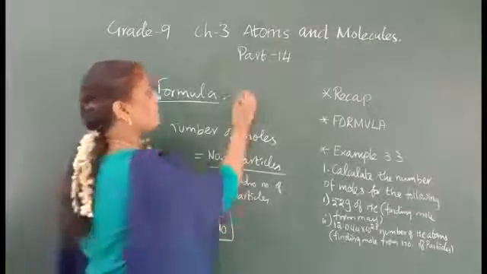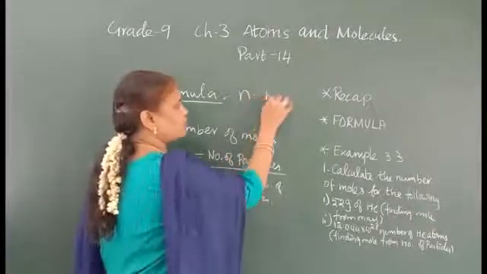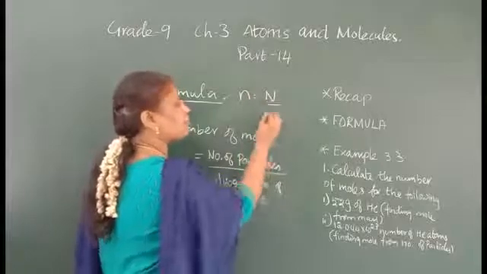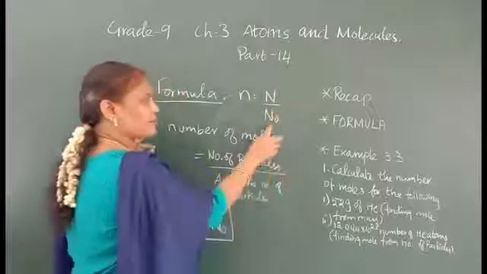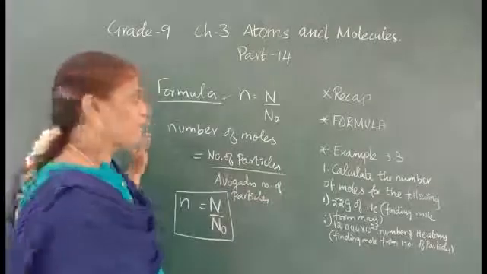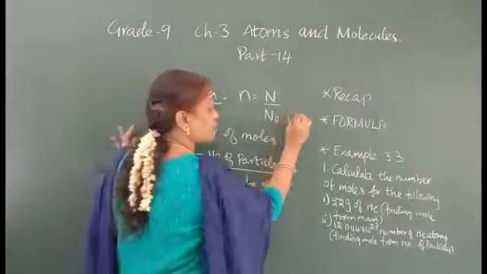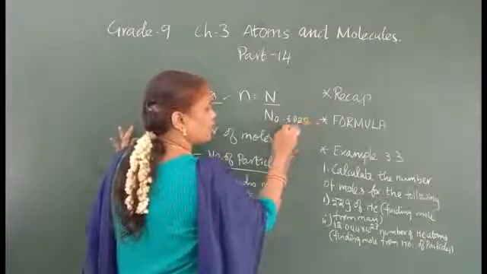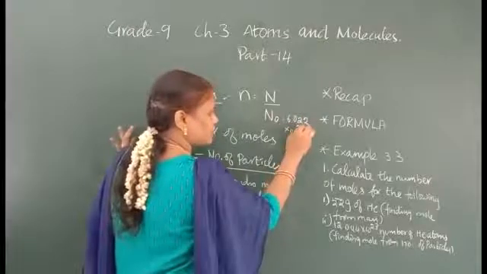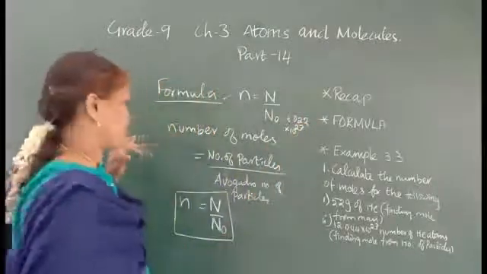So what is the formula? Number of moles equal to given particles by Avogadro's number of particles. Avogadro's constant always will be 6.022 into 10 to the power 23. So this formula you should know.